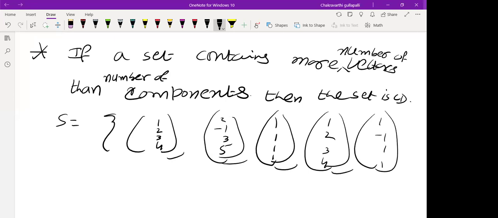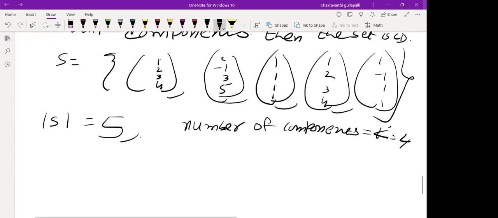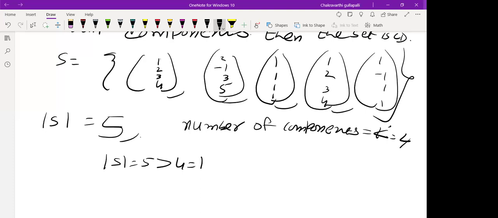Is it independent or dependent? This is the set S. How many vectors are there? 5 vectors. How many components? 4 components. This is another way. You can compare with the dimension, or you can compare with the number of components also. Here, how many components? 1, 2, 3, 4. 4 components. So S contains more vectors than components. Therefore, S is linearly dependent.